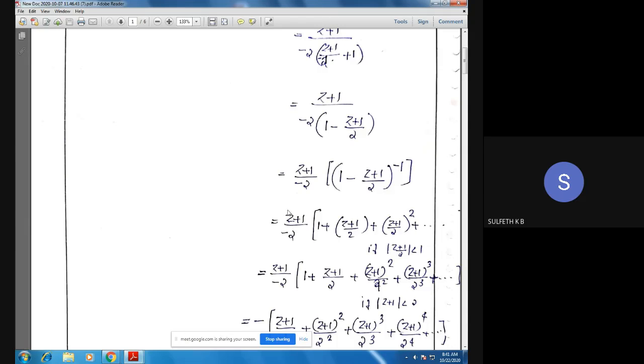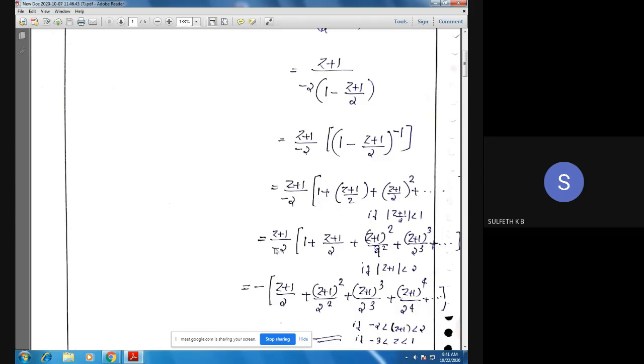Okay, therefore we get (z+1)/(-2) into [1 + (z+1)/2 + ((z+1)/2)^2 + etc.], if the condition is modulus of (z+1)/2 is less than 1.